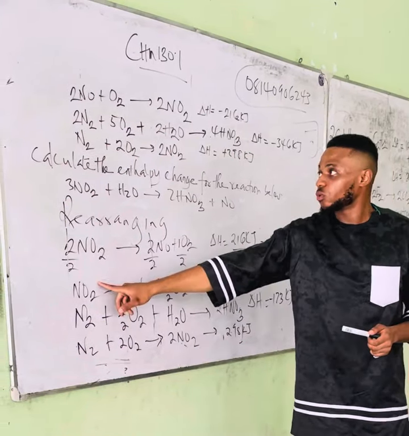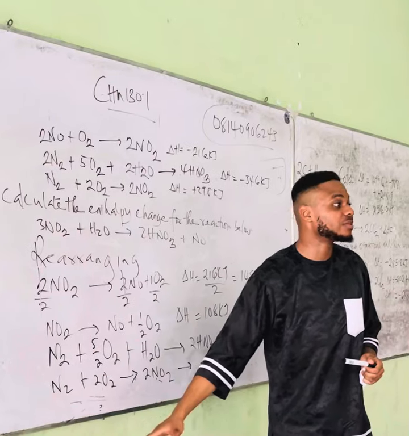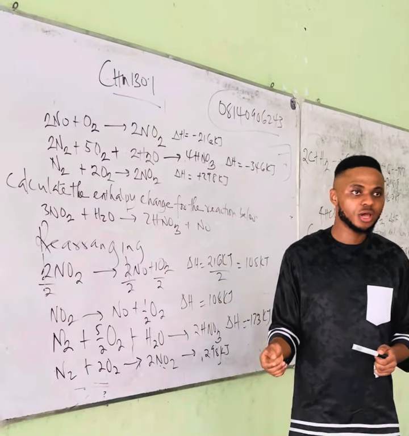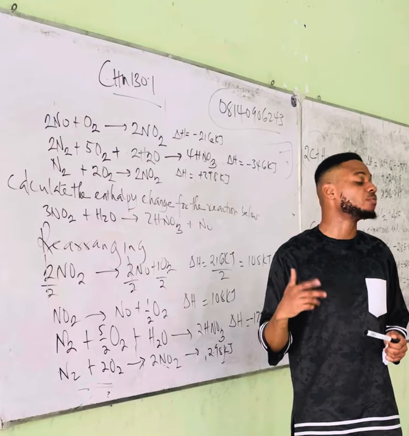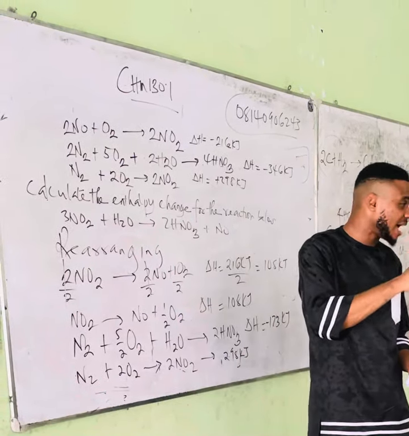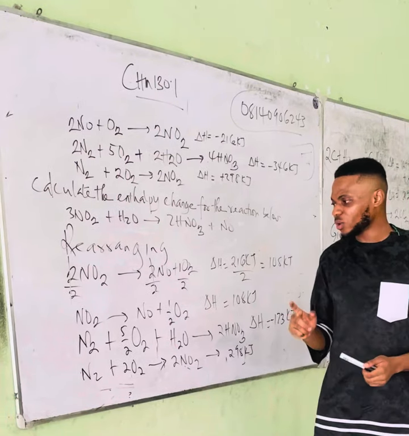Remember, you can only cancel things that are on the opposite sides, but you add things that are on the same side. Cancelling on the opposite side means subtraction. It's not as if you're dividing. You can only subtract things that are on the opposite side, but you add things that are on the same side. Do you understand? Alright, so now look at these guys.